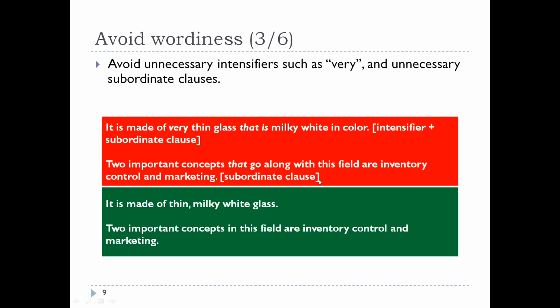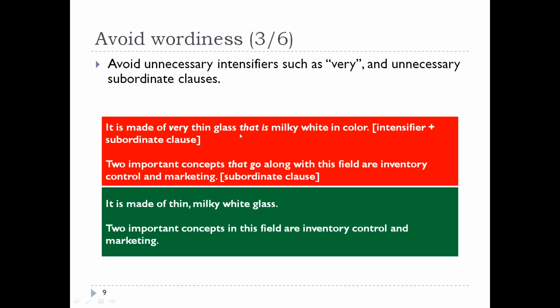Two, you should be avoiding unnecessary intensifiers such as "very" and unnecessary subordinate clauses. Now we have two examples here. The first one shows both the unnecessary intensifier as well as the unnecessary subordinate clause. Look at the sentence: it is made of very thin glass that is milky white in color. Now "very" is the unnecessary intensifier here. You can easily say it is made of thin glass instead of very thin glass. Thin glass conveys the same meaning.